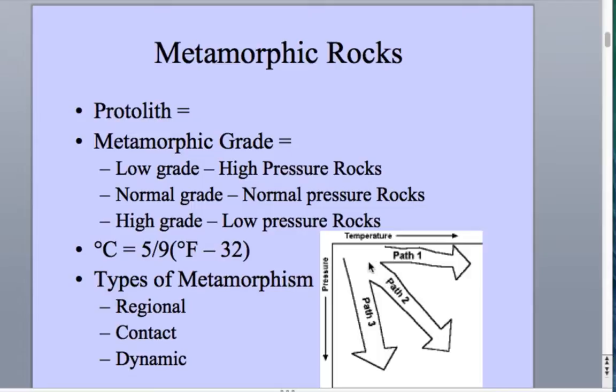For example, you go from a shale protolith to a slate, then a phyllite, then a schist, then a gneiss, and even a migmatite when it's highest metamorphic grade there. And then path 1 would be something like hornfels, or that contact metamorphism, where you have high temperature but low pressure, right? High grade, low pressure. So somewhere like a roof pendant of an intrusion of a magma or a batholith, right?